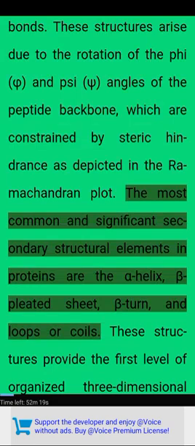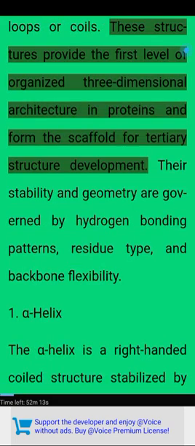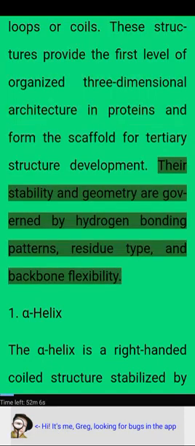The most common and significant secondary structural elements in proteins are the alpha helix, beta pleated sheet, beta turn, and loops or coils. These structures provide the first level of organized three-dimensional architecture in proteins and form the scaffold for tertiary structure development. Their stability and geometry are governed by hydrogen bonding patterns, residue type, and backbone flexibility.